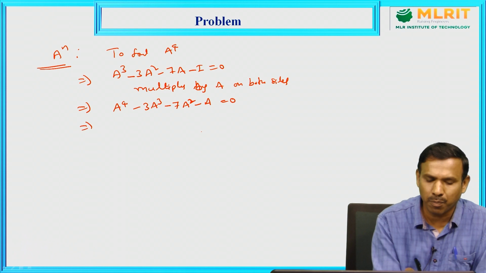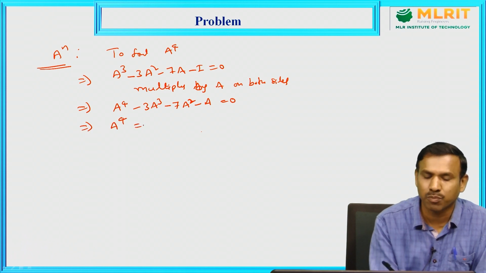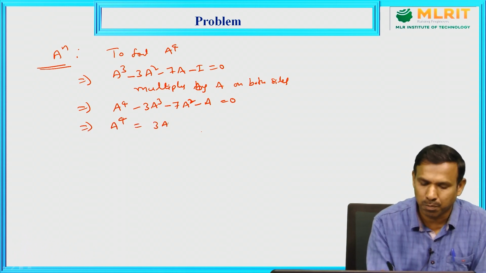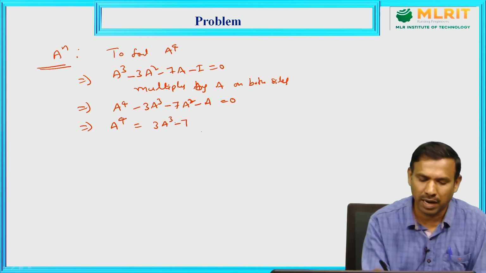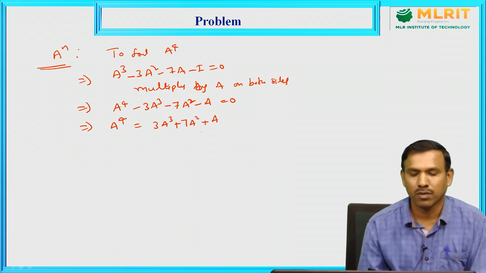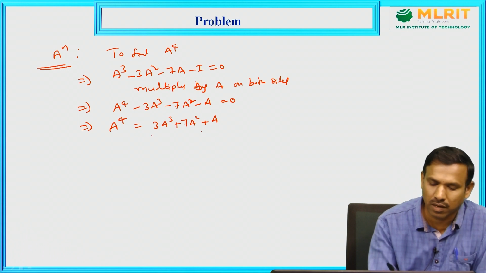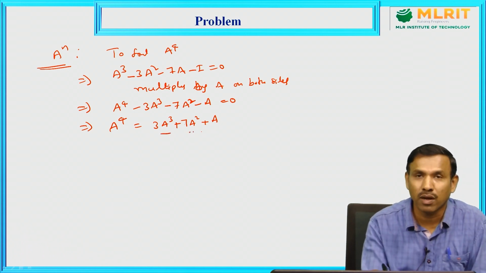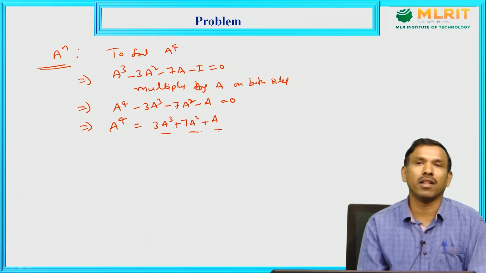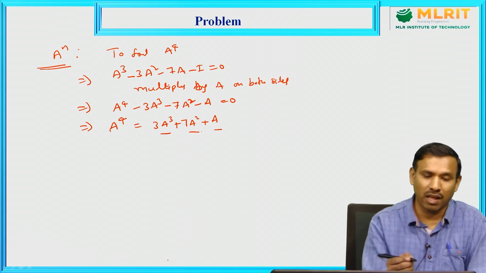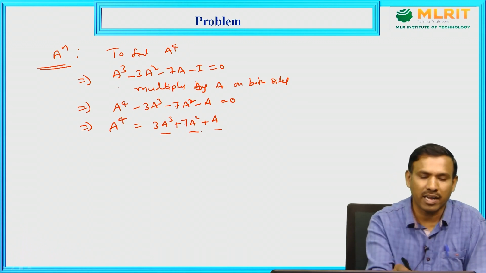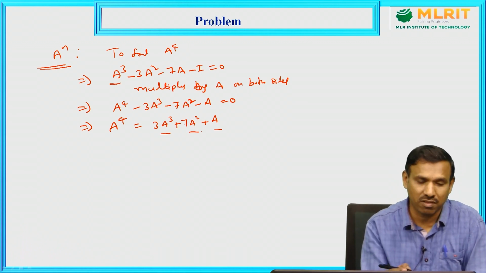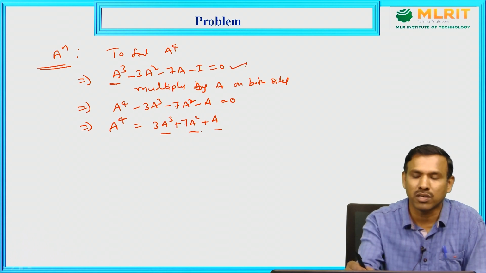Now I want A power 4 as the subject, so the remaining terms I transpose to the other side: 3A cube, minus 7A square, taken to the other side, become plus 7A square, and minus A becomes plus A. So A power 4 is the subject. We have A cube, A square, and A; adding all these we get A power 4. Suppose he is asking to find A power 5: multiply by A square on both sides, so you will get A power 5. For A power 6, multiply by A cube in the above equation and you will get A power 6.